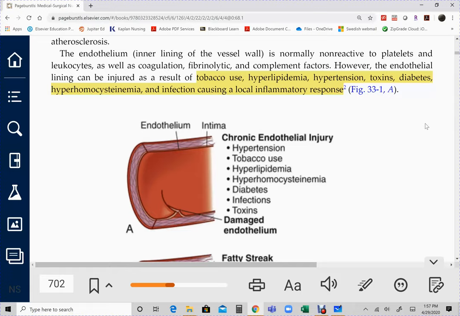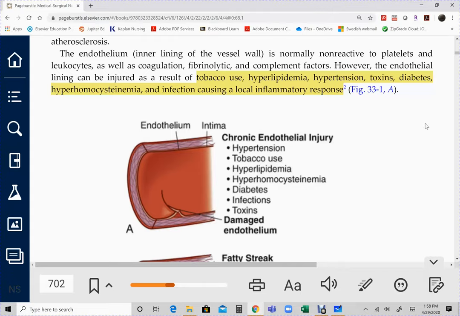Hyperhomocysteinemia: homocysteine is an amino acid commonly found in meat, specifically red meat, steaks. What else are other red meat? We have liver, organ meats are also red. So if you have a high intake of these amino acids, particularly again red meat, that will increase the chances of plaque buildup. And then finally, infection causing an inflammatory response.